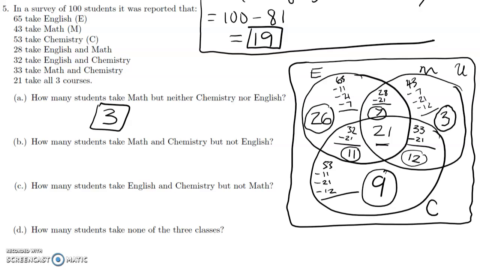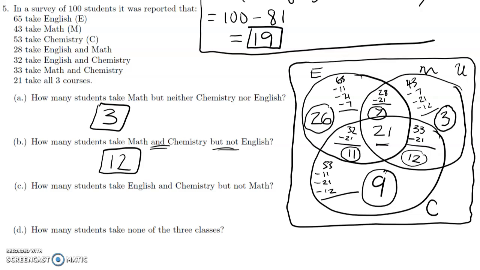Next one asks how many take math and chemistry, but not English. Now pay attention to the and. And means they have to be in both. It needs to be in the math circle and in the chemistry circle. But we want to be outside of the English circle. So we need to be in math, in chemistry, but outside of English. That leaves just those 12 people. Remember, ands are kind of like an intersection. So it's what's in both things.